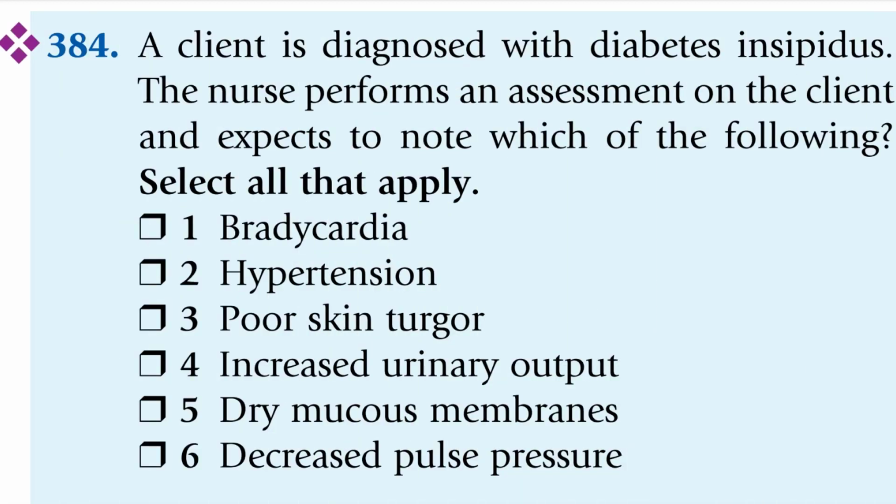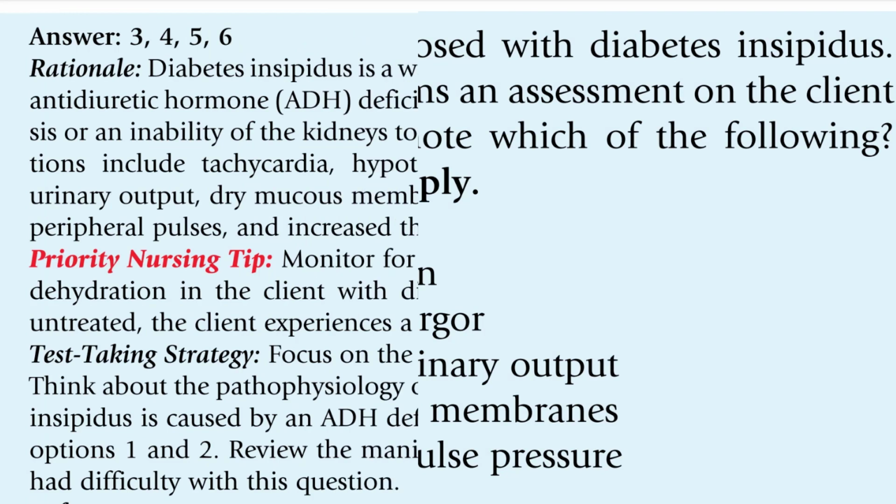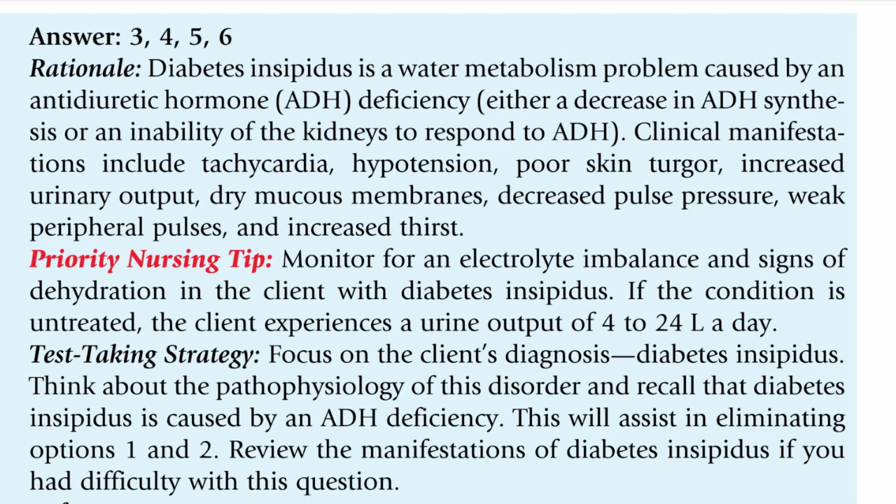384. A client is diagnosed with diabetes insipidus. The nurse performs an assessment on the client and expects to note which of the following. Select all that apply. 1. Bradycardia. 2. Hypertension. 3. Poor skin turgor. 4. Increased urinary output. 5. Dry mucous membranes. 6. Decreased pulse pressure. Answer: 3, 4, 5, 6.